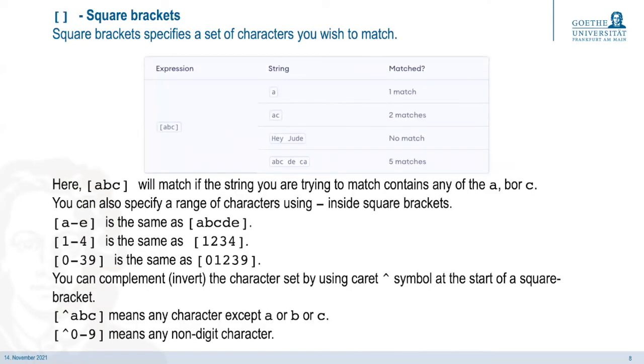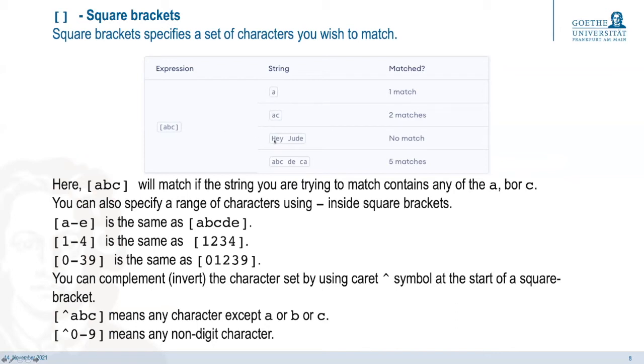Square brackets. The square brackets specify a set of characters you wish to match. So for example, we have this expression within square brackets ABC and several strings. Number one, just the letter A, and it would yield a match because the letter A is within the square bracket. Then we have AC. It would also yield two matches in this case because both the letter A and the letter C are included within the square bracket.